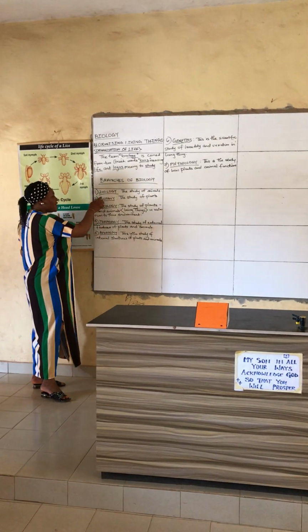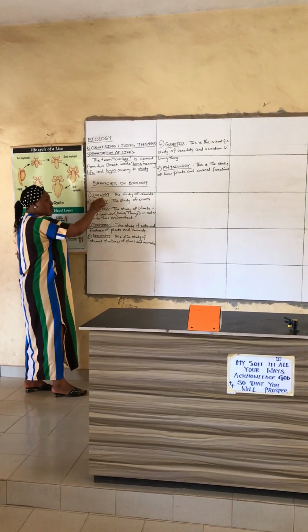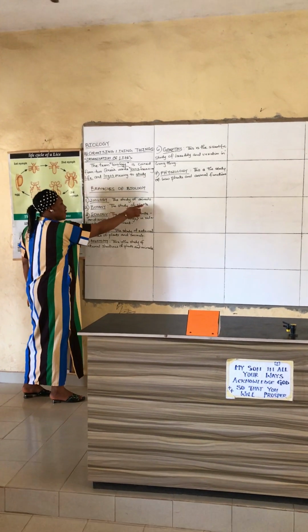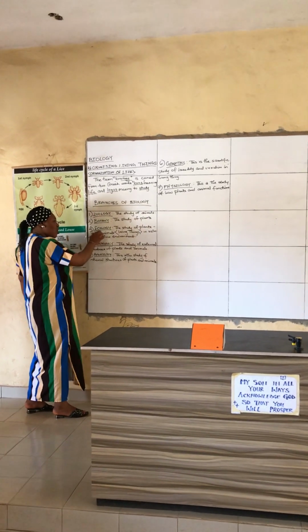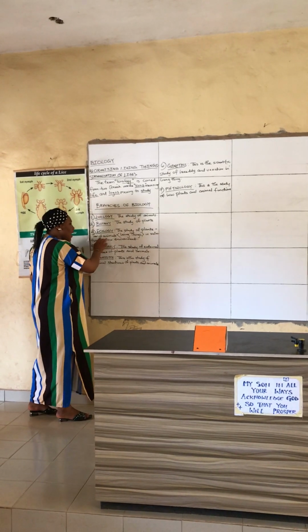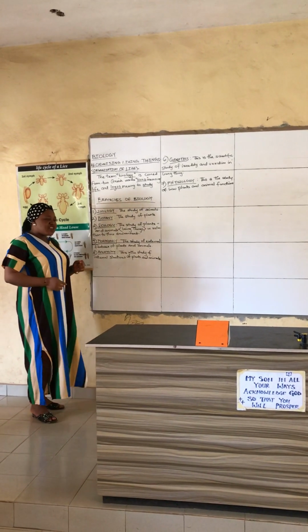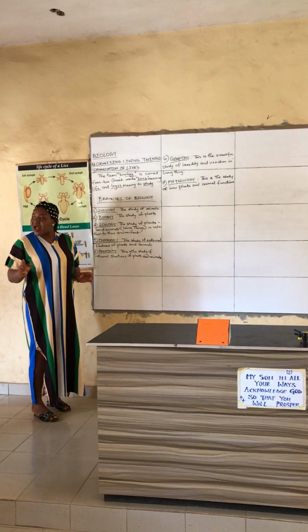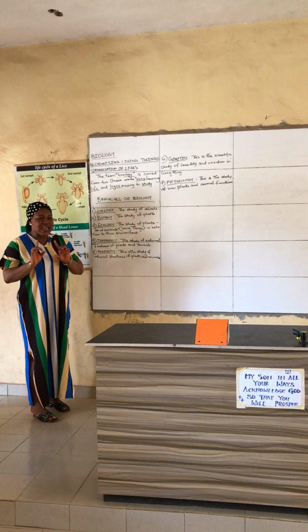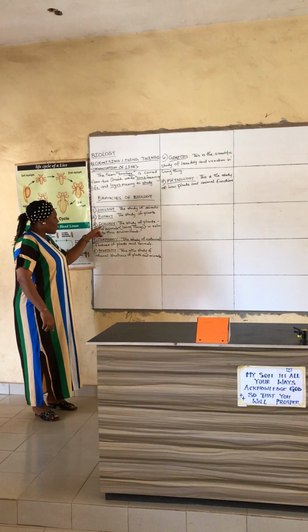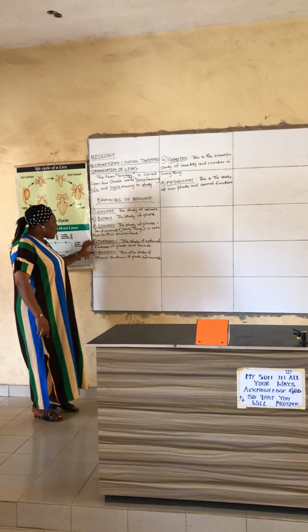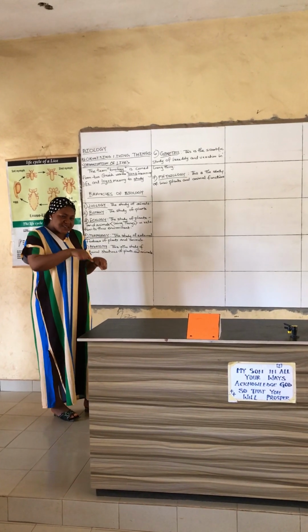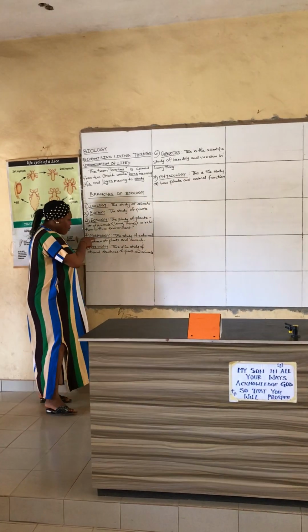The first one is zoology. Zoology is the study of animals. Botany is the study of plants. Ecology is the study of plants and animals in relation to their environment. The study of plants and animals and how they relate to their environment, that is what we call what? Ecology.